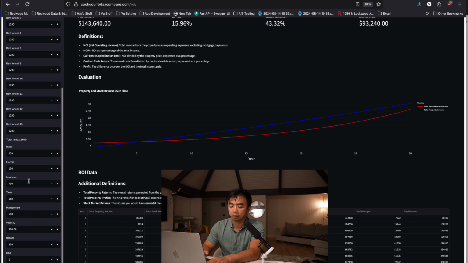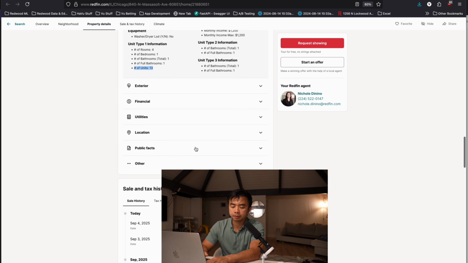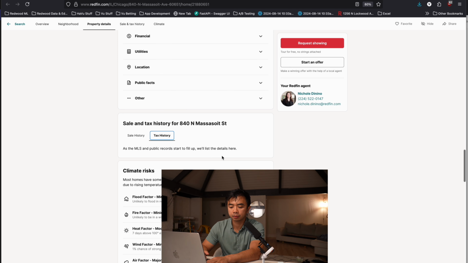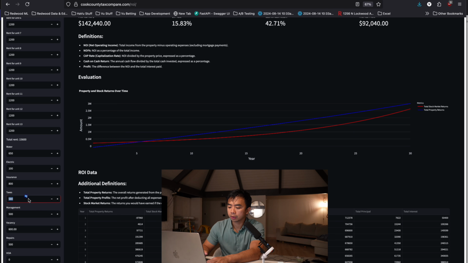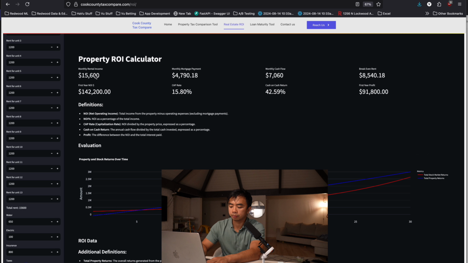All right. So it looks like total rental income is $15,600 per month. Water, $650 per month. Electric, say $100 still. Insurance will actually make it like $800 per month, since it's more units. Taxes. So let's go to this property. If we go to tax history, there is no tax history. So we'll have to figure that out, but let's just say it should be around $600 per month. Management 500, vacancy 600, repairs. Yep. So let's take a look at these numbers.